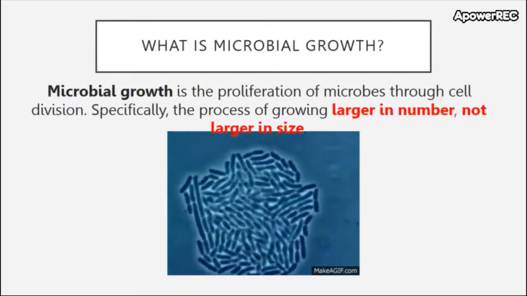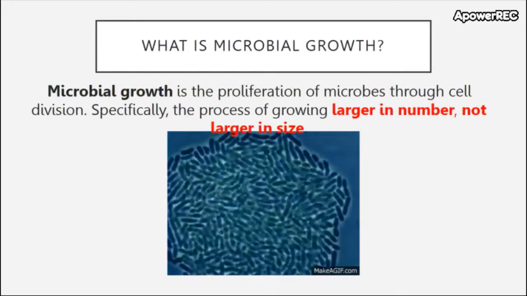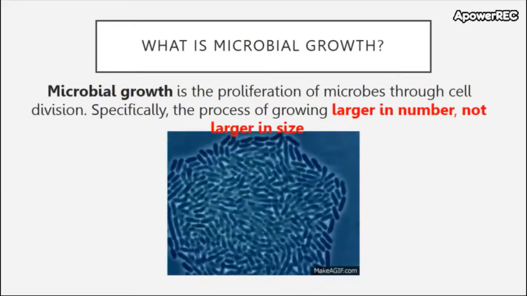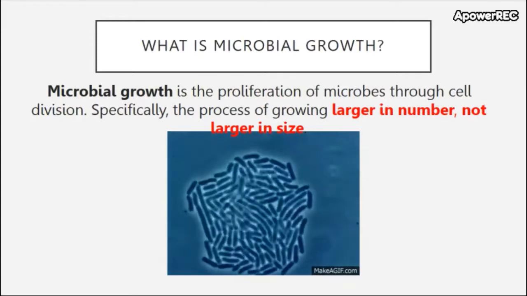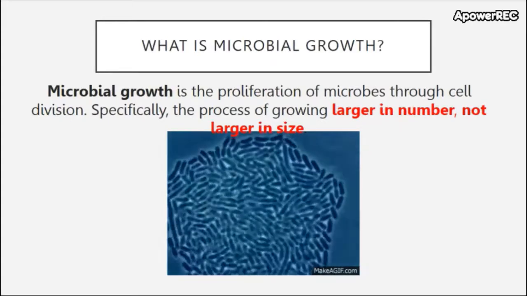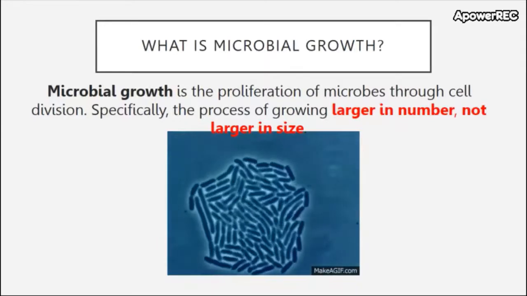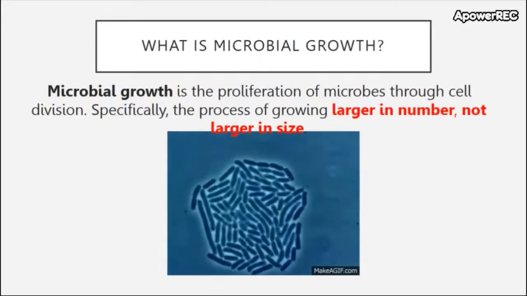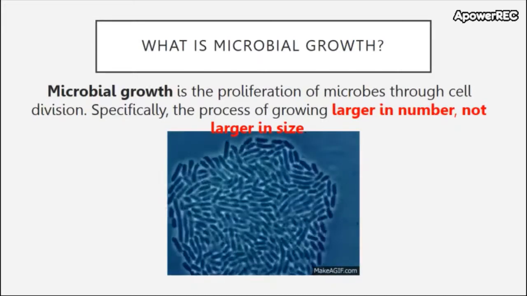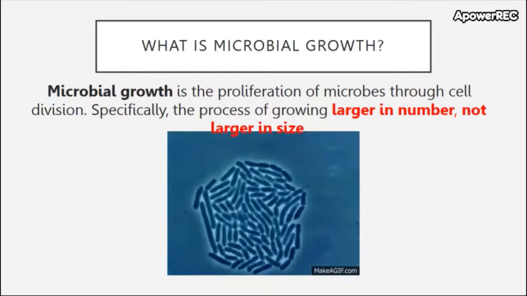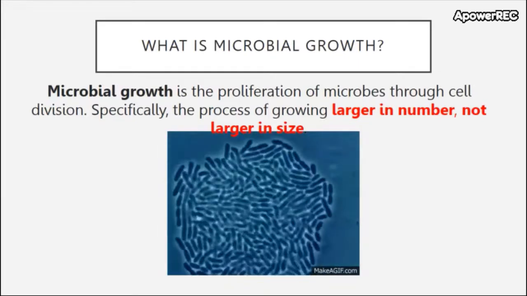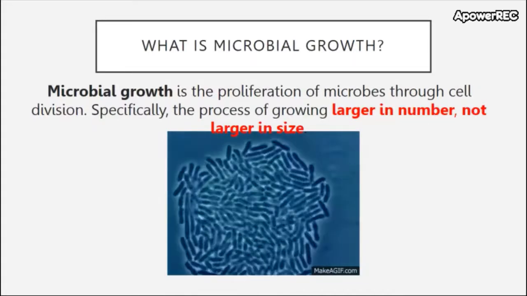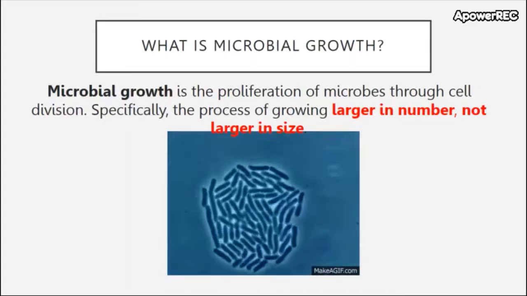So that brings us to the definition of what is microbial growth, which has a very specific definition. It is the proliferation of microbes through cellular division. So specifically, this is the process of growing larger in number, not larger in size. So more members of a population, not just bigger members. Unlike with humans, you might think of human growth as you growing up from a baby to an adult, microbial growth is specifically about population growth.